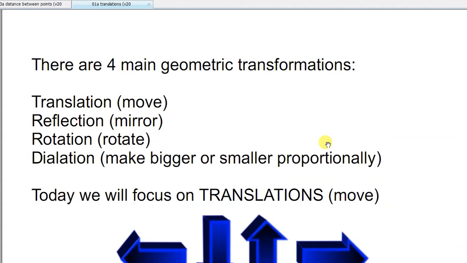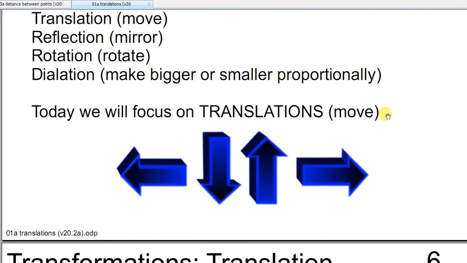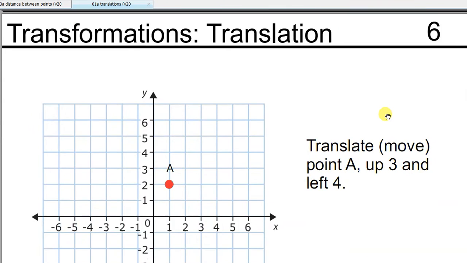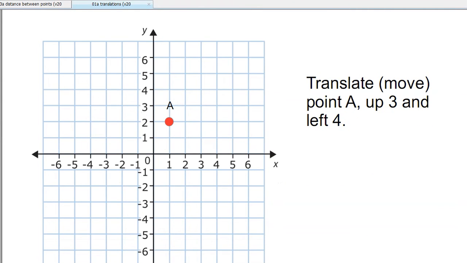There are four main geometric transformations: the translation, the reflection, the rotation, the dilation. Today we're going to focus on translations, the moving of an object. So let's get started on our notes.